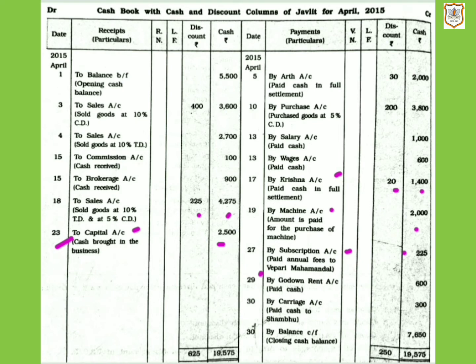So we will record it here by go down rent account. Amount 600. Then we are making payment for carriage, rupees 300. So again, we will write here by carriage account, and in amount column we will write 300. So our cash is decreasing by rupees 600 and 300 as we are making payment for go down rent and carriage. Now we have completed all the recordings.